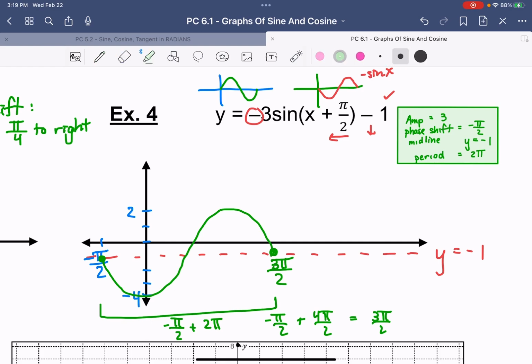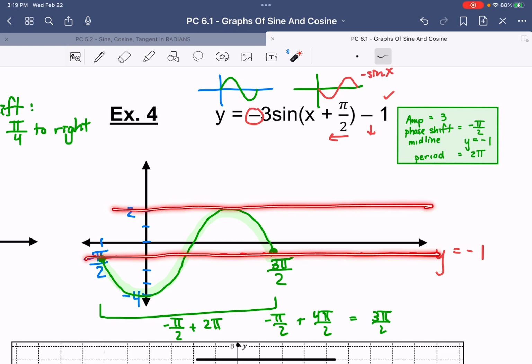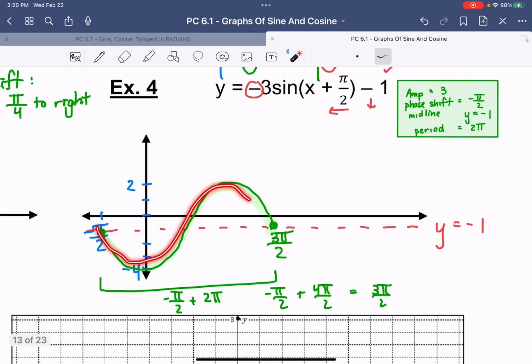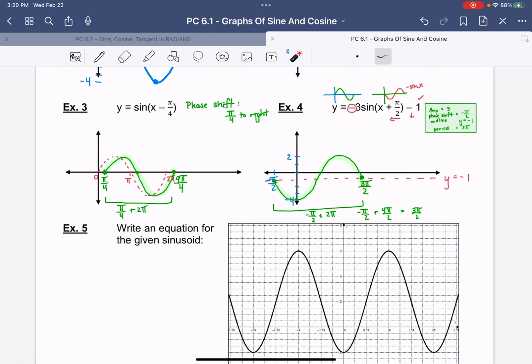Okay. Now notice this is oscillating about the midline, y equals -1. Okay. And the max point is at 2, min point at -4. Okay. And remember, this does technically go on forever and ever, repeats. We're just sketching one cycle. Okay.